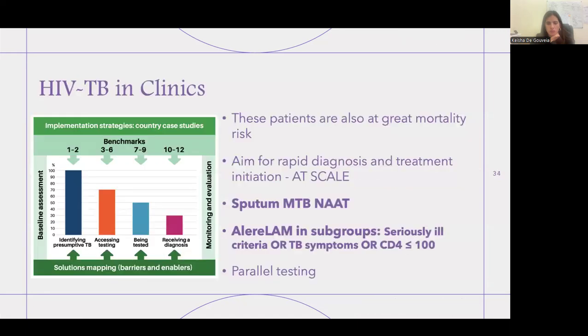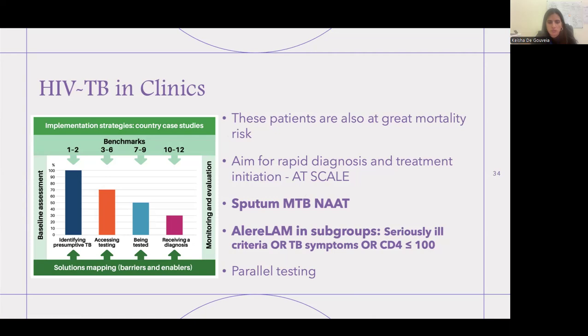So to summarize, at clinic level, we know that there's still a persistent high mortality risk in these patients, and that we're aiming to make these diagnoses at scale. The other potential disconnect that I was briefly alluding to, but not in too much detail, is that there's a drop-off between the point of actually making the diagnosis and when patients actually get initiated on treatment.